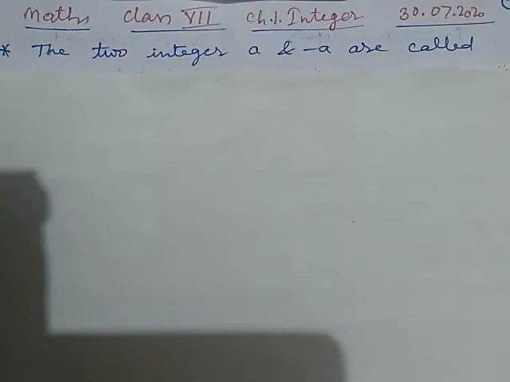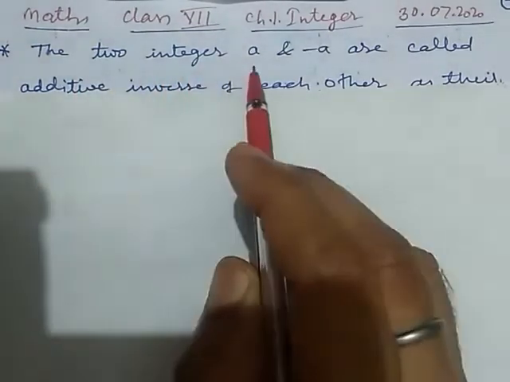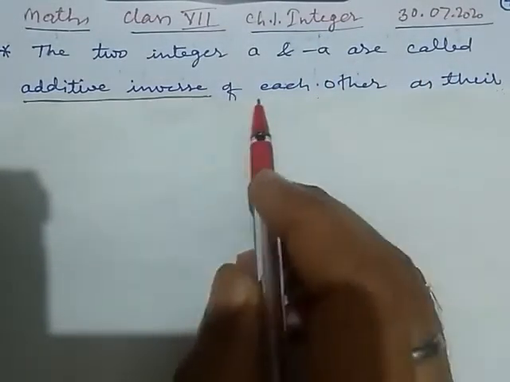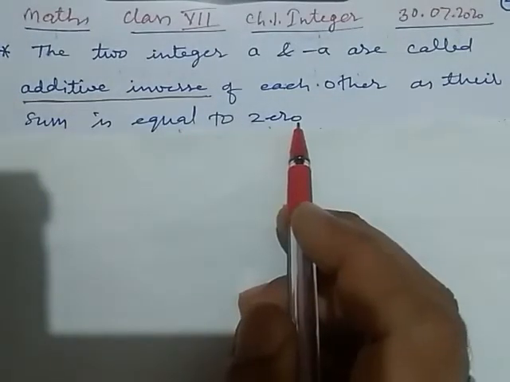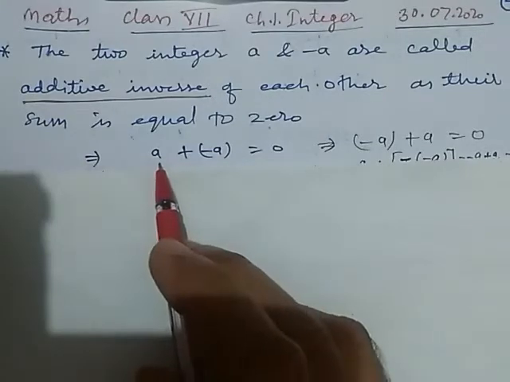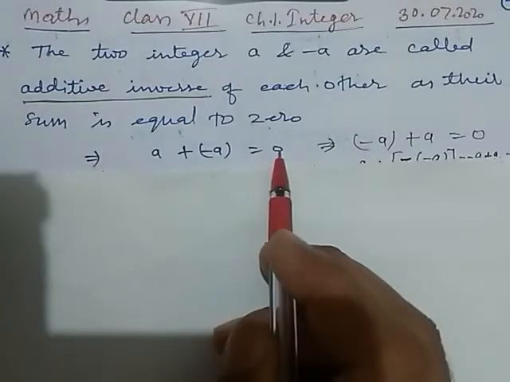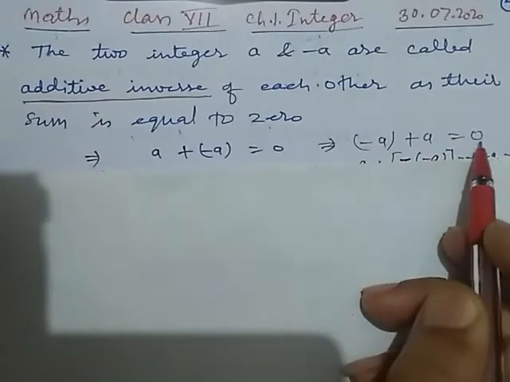Today we are continuing our first chapter, integers. Now we are learning additive inverse. The two integers a and minus a are called additive inverse of each other as their sum is equal to 0, as a plus minus a equals 0 and minus a plus a also equals 0.